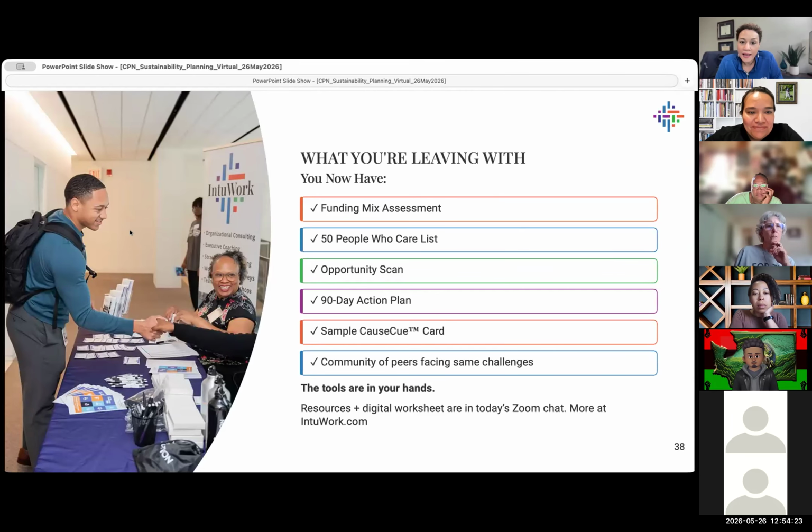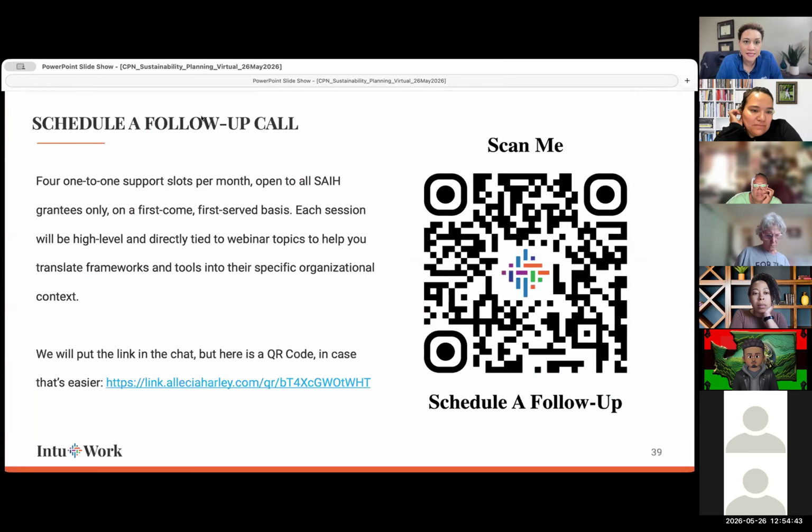So what you have now is your funding mix assessment. You have 50 people who care, an opportunity scan, a 90-day action plan, sample cause cue cards, and a community of peers that are facing the same challenges, right? The power of this community is that you can support one another and reach out to one another and say, I have this idea.